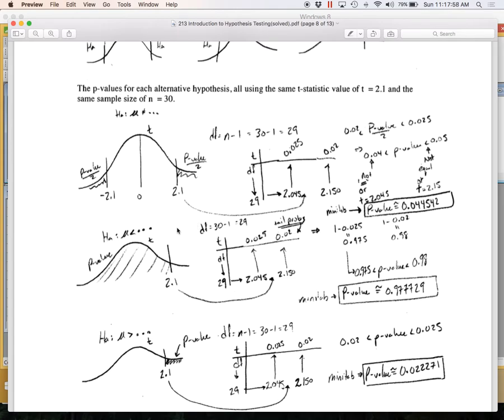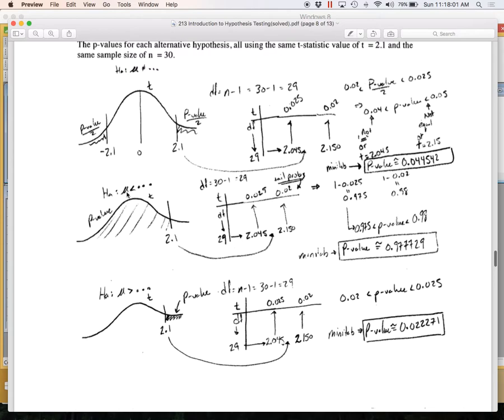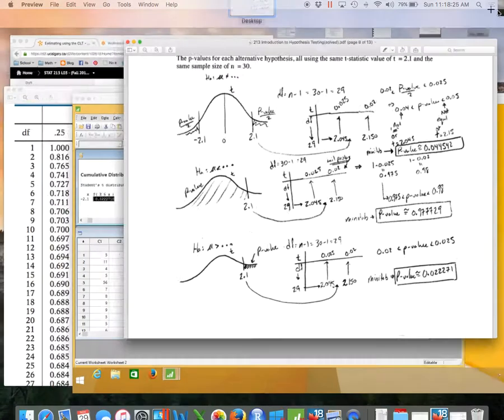If the alternative hypothesis has the less than sign, then the p-value is everything less than the test statistic. The test statistic was 2.1. Again, you'd get the degree of freedom and look for this 2.1 value. Again, I see it in between these two, between 0.025 and 0.02. This is the tail probability.